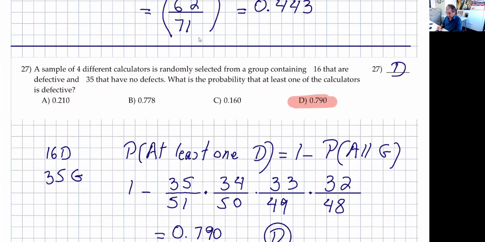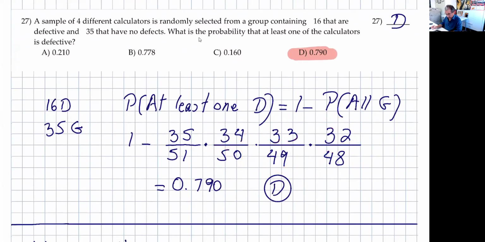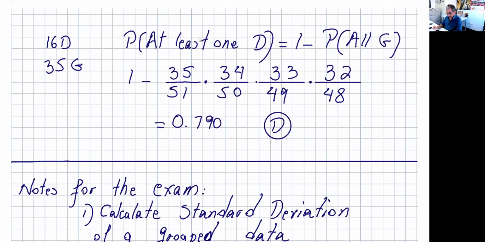So it's 1 minus, this is just like the other problem. And there is no replacement, so you have to be careful. So we want all of them good. First good is 35 out of the sum, which is 51. Second one is going to be 34 out of 50, 33 out of 49, 32 out of 48. And use your calculator. If you do that, you get 0.790, and the answer is D.